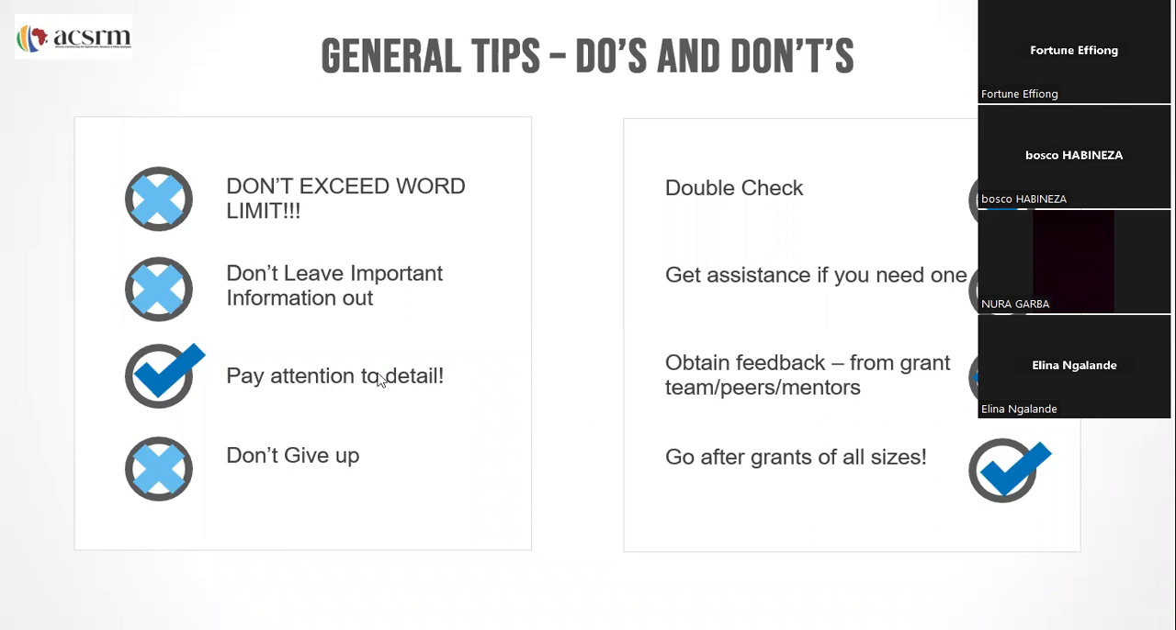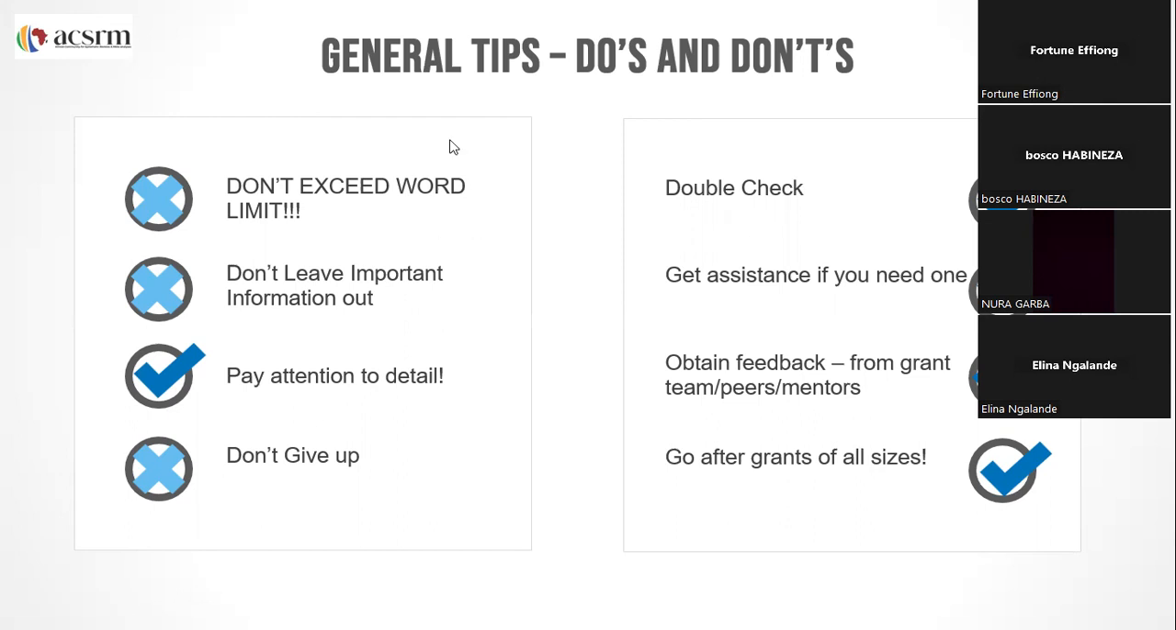So go after grants of all sizes, especially if you're starting. Small grant, big grant, doesn't matter, try all of them. Because you're starting, it doesn't mean you can't go for grants of 10,000, just try. So far you're eligible and you're good with every other thing, then you have to try.